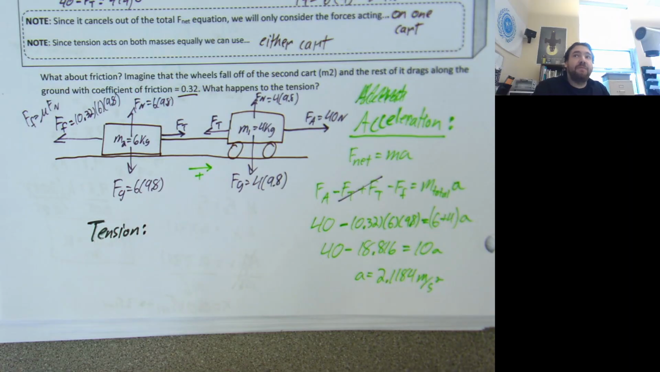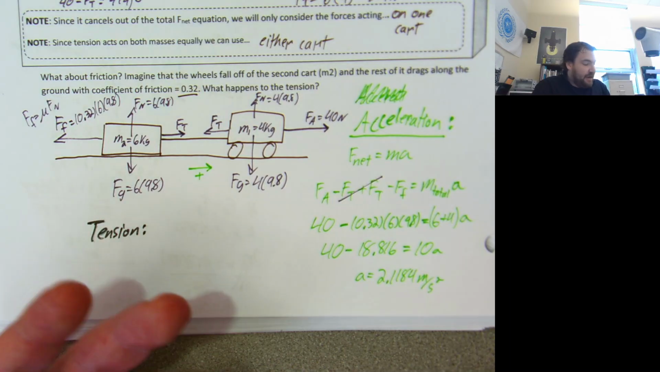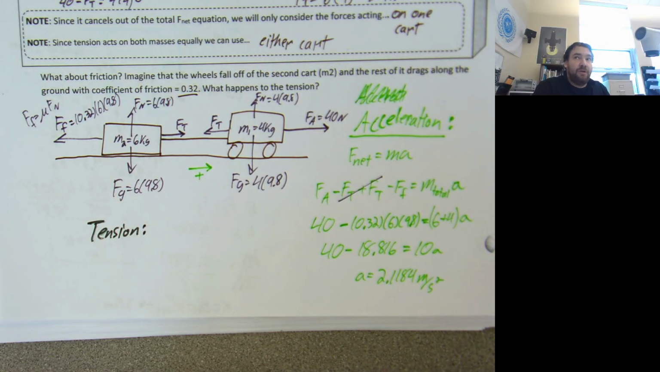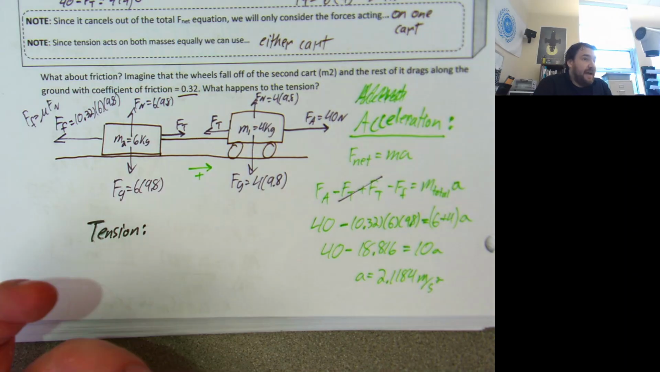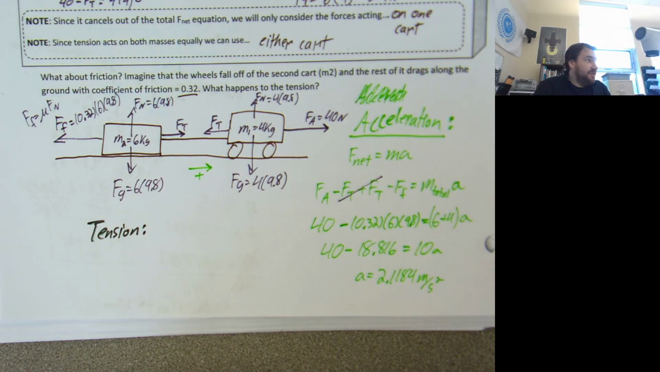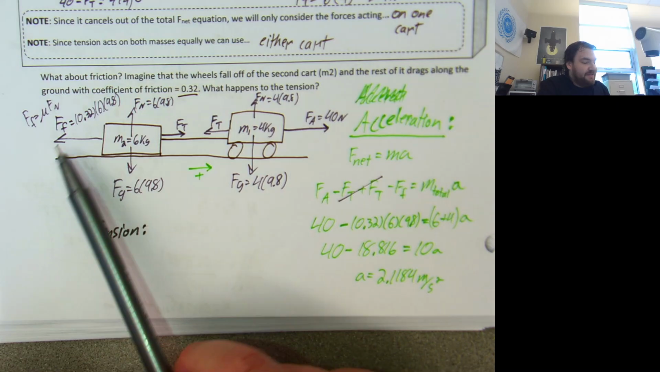Let's find the tension. I tried to make the argument earlier, and I hope I've convinced you. To find the tension, we just need to isolate the thing now down to one block. Which block do you think it would be easier to find the tension on? Because it doesn't matter. Let's do the second one. Why?